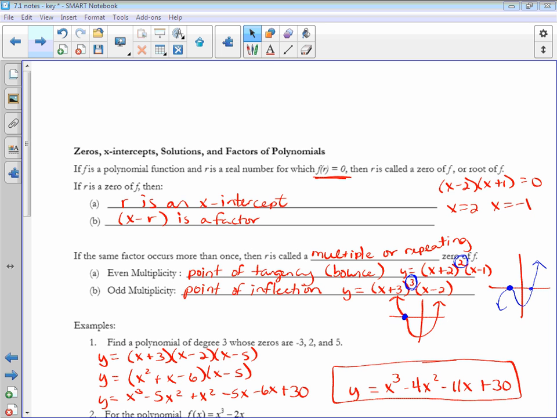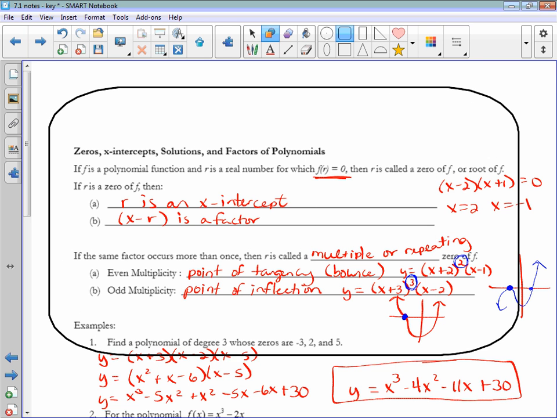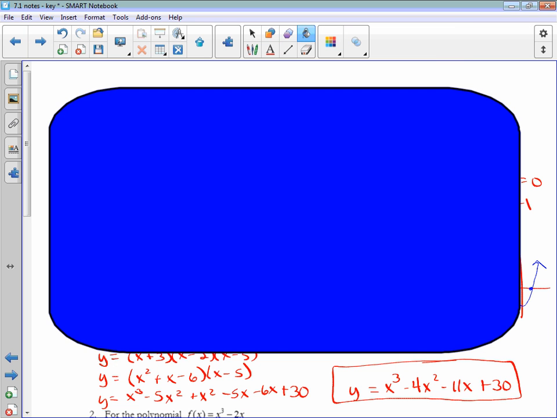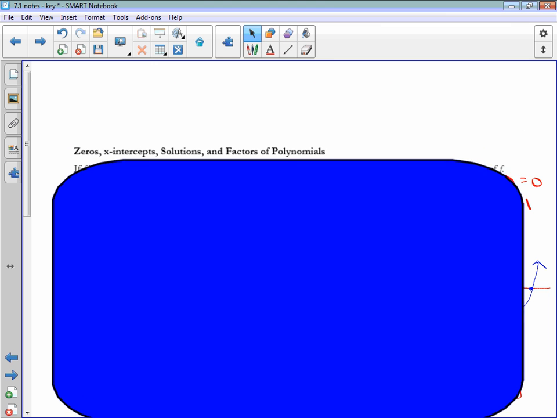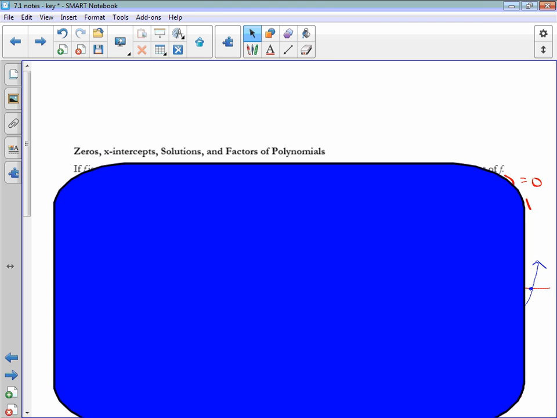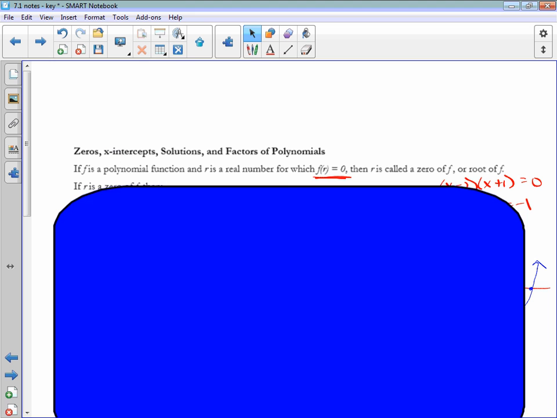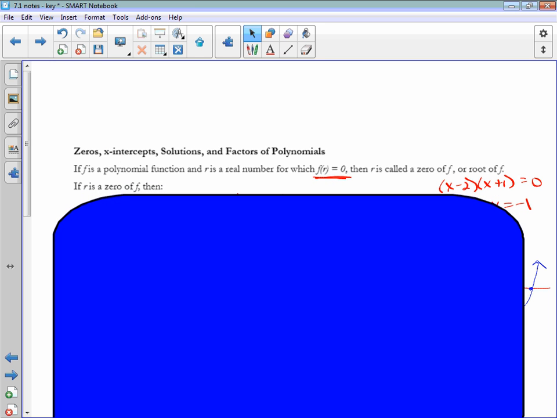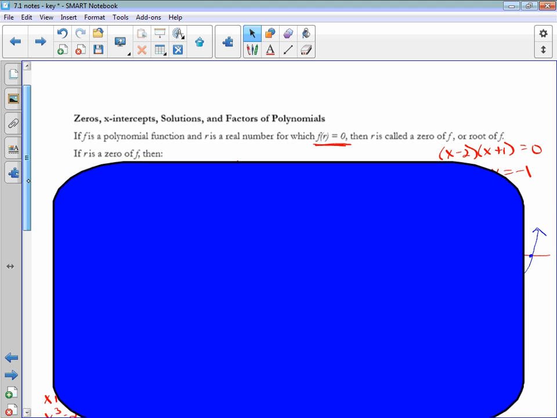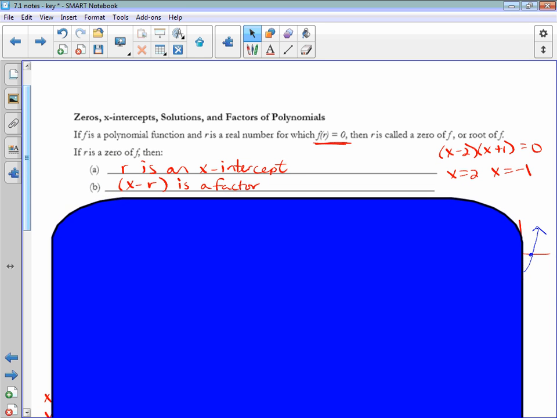Okay. All right, so let me draw another box over to the right side of your page. All right, a couple things here. If f is a polynomial function and r is a real number, then r is a 0. Two things we know about it. If it's a 0, we know it's an x-intercept. And then we also know we have a factor.